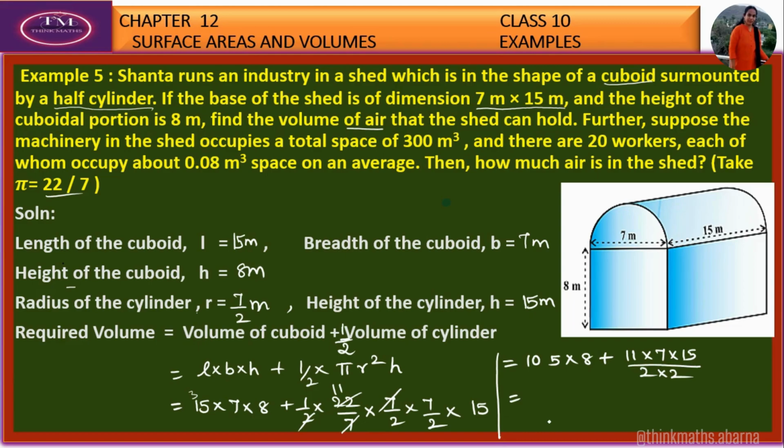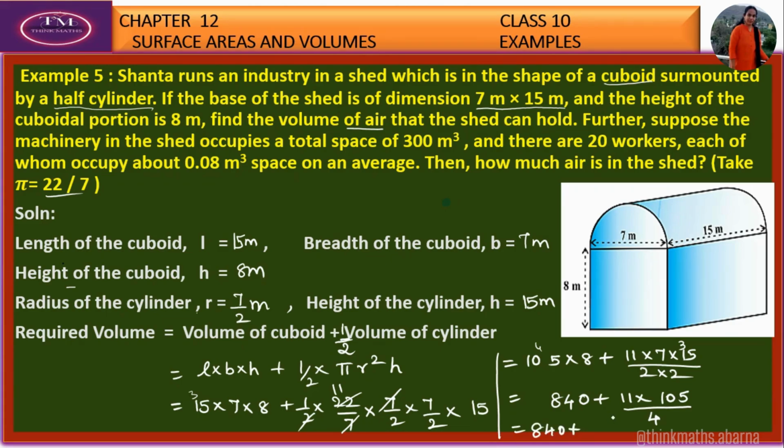Now we have to find out this value. So what is 105 into 8? 5 8s are 40, balance 4. 0 8s are 0, 0 plus 4 is 4 and 1 into 8, 8. So 840 plus, we have to multiply 11 into 7 into 15. So keep this 11 as such. Now multiply 7 into 15. So 7 into 15 is 7 5s are 35, balance is 3. So 7 into 1 is 7, 7 plus 3 is 10. So 105 divided by 2 into 2 is 4.